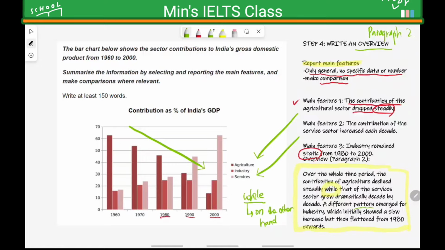So a different pattern emerged for industry, which initially showed, and initially is a very important word because it replaces at first or in the beginning, a slow increase, but then flattened from 1980 onwards. By using the word onwards, an adverb, we don't have to talk about 2000 because it's self-explanatory. So that is our second paragraph, and let's move on to our final step.